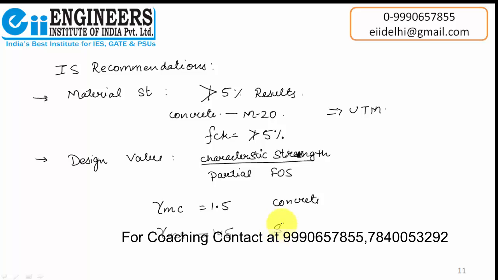Why are we using different factors? Why not use 1.5 for both or 1.15 for both? The main reason is that concrete is cast on site. We test the concrete in a laboratory and find the characteristic strength, but actually when we are casting concrete, we are casting it on site. That is the reason the factor of safety for concrete is more than that of steel.